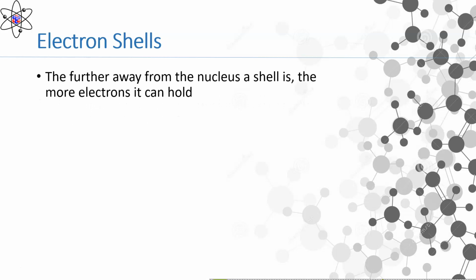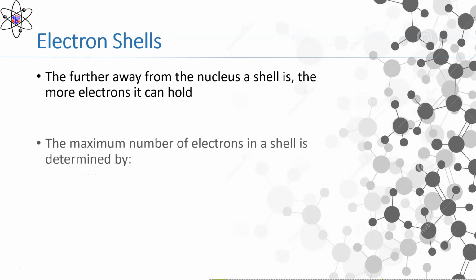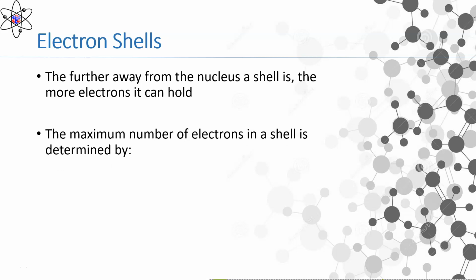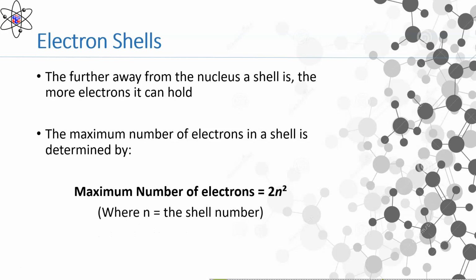So the further away from the nucleus the shell is, the more electrons it can hold. We're going to have a look into that in a minute. The maximum number of electrons a shell can hold is determined by a formula. Now, we've got this special formula, and we're just going to do a slight recap on how we use indices in maths so that we can apply what we know from maths to our science. Now, n is the shell number.